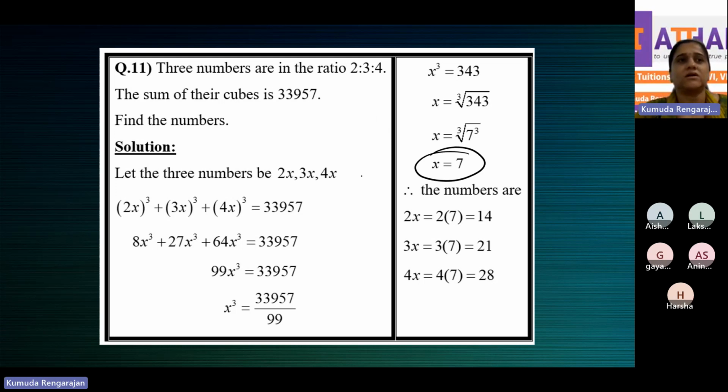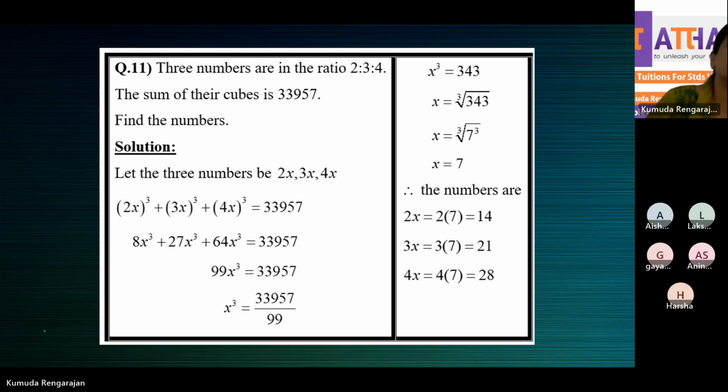So once you find x, the numbers are 2 into 7, 14, 3 into 7, 21, and 4 into 7, 28. Where did I stop? 7 into 7, 49. 4 into 7, 28. All right, got this?